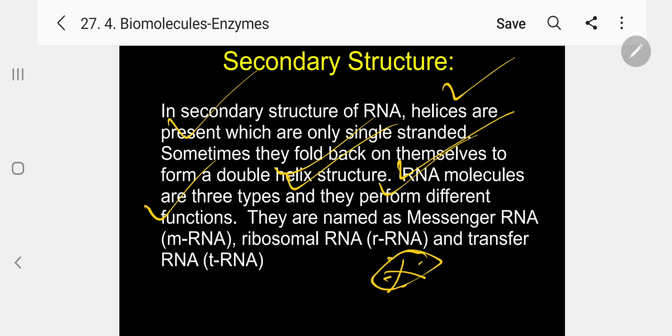RNA, ribonucleic acid. DNA, 2-deoxyribonucleic acid. Kindly follow. So in this case, they are named messenger RNA, or mRNA, ribosomal RNA or rRNA, and transfer RNA or tRNA. So there are 3 names depending upon their functions.